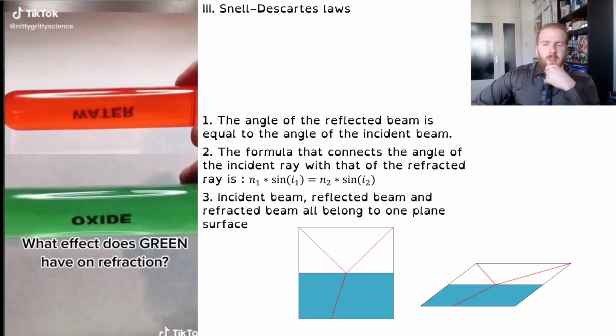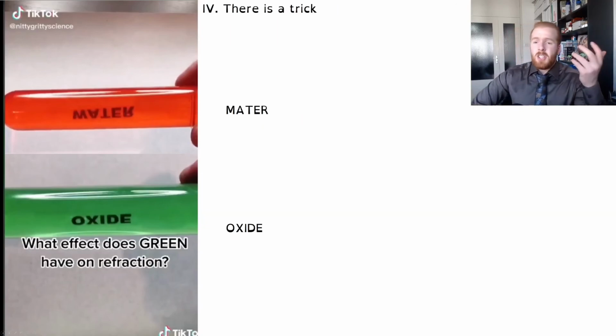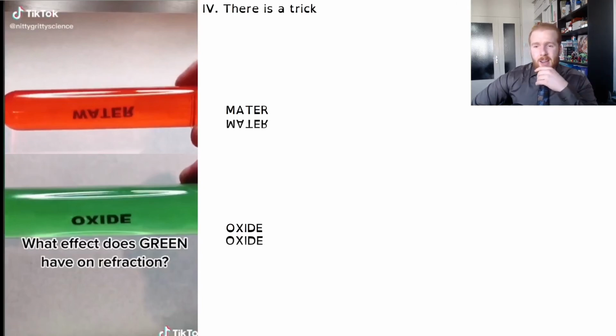The third one. In fact, there is a trick. Just try to flip the word oxide upside down, and you'll see that it cannot be noticed if it has been flipped. Yeah, be careful with TikTok videos. Check your facts here on my channel.